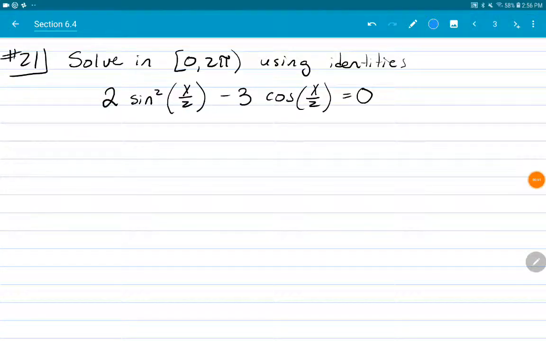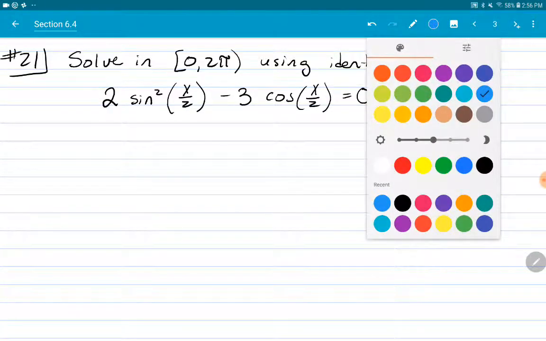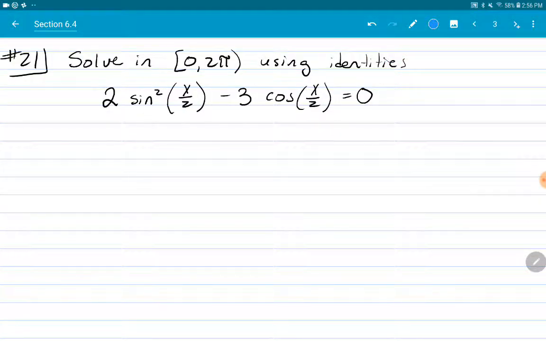Section 6.4, number 21. We need to solve this equation using identities. So the first thing I want to do is get everything into the same trig function. So I will take this and use the Pythagorean theorem to rewrite sine squared in terms of cosine squared. And I'm okay with the x over 2 in there because we can always solve for x over 2 and then multiply by 2 to get to x.